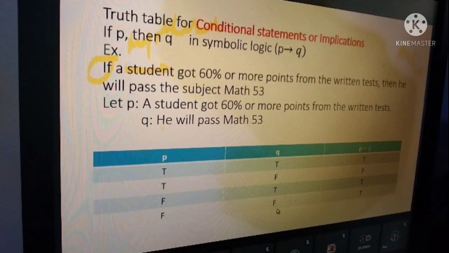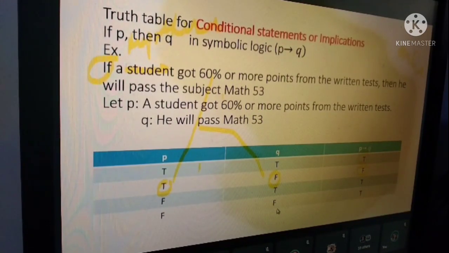Alright? So, P Q. Kung totoo, nakakuha siya ng 60%, ang Q mo ay he will pass the subject math 53. Totoo yun. Tapos, totoo na pumasa siya. Tapos, totoo nakakuha siya ng 60% sa test. Pero hindi siya pumasa. No? False siya. Ang sabi dito, he will pass math 53. Pero ang nangyari, hindi siya pumasa. Okay, hindi totoo yun. Kumuha na nga ako ng 60%, tapos binagsak mo ako, hindi totoo yun.